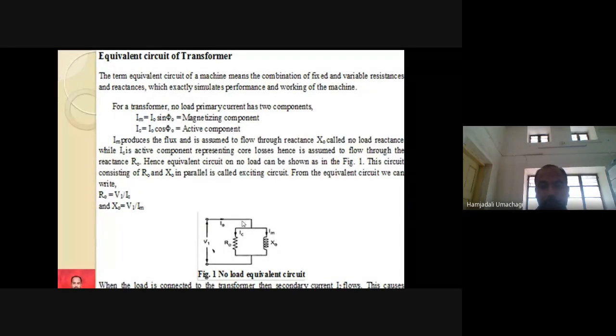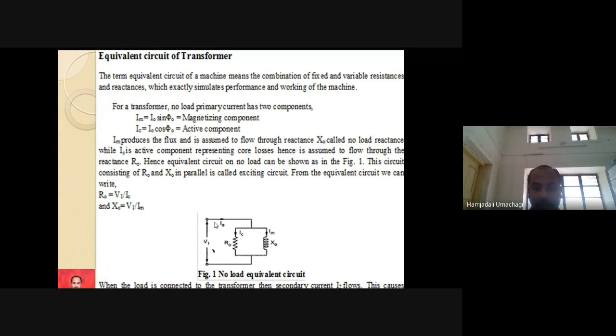Now, this part we call the no load equivalent circuit or magnetizing branch, and this will be coming on the primary side or secondary side? Which side of the transformer? Primary side or secondary side? Yesterday I told you. Primary. Primary side. Very good. So now this we call the magnetizing branch or excitation branch or no load equivalent circuit.